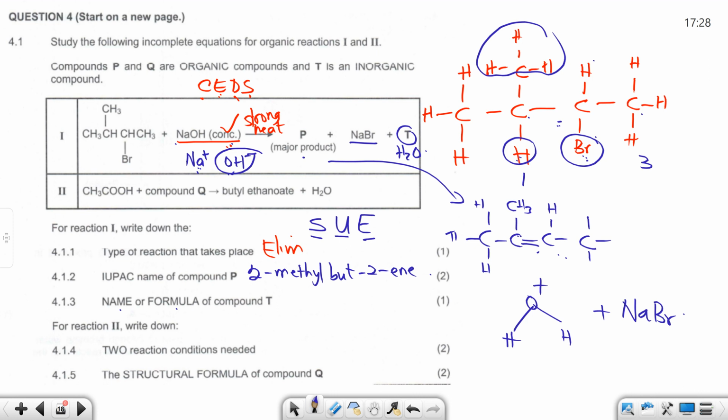Look at reaction 2. What is this? What is that? It's an ester. What is the name of this carboxylic acid? I have 2. Ethanoic what? Acid. By the way, I see my ethanoate here from there. Where is my butyl coming from? So this is what? Butan-1-ol.